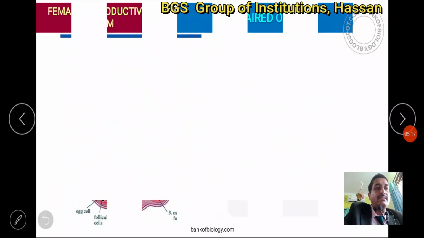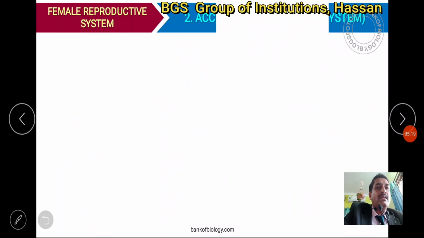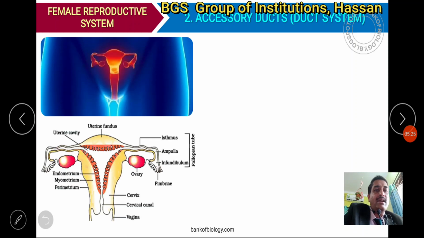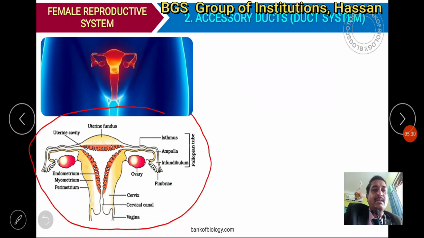Then the second part, accessory ducts in the female reproductive system. Among these, the female reproductive system diagram is very important from an examination point of view. So please note this point. A 5 mark question may be asked, and it is the easiest one, you can easily score. You have to label properly. For 5 marks, you have to give at least 10 proper labels.